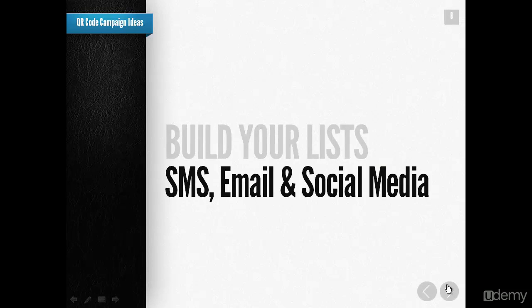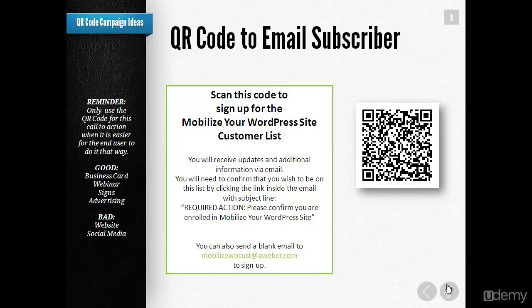Let's look at some of the more exciting things, I think. Building your list. And by list, I mean your SMS list, your email list, and your social media following. So here's an example. This QR code will actually send an email to my email list that you're going to want to be on, because it is the Mobilize WordPress customer list. This is just for those of you who are in this course.